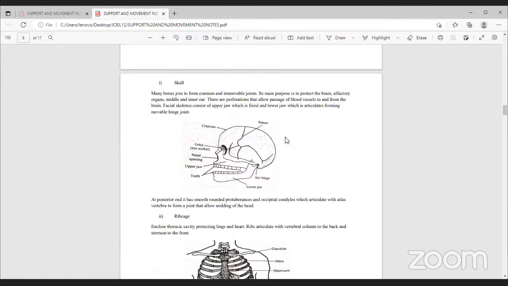Yes, Mwalimu. Yes. Somebody is saying something. Okay.